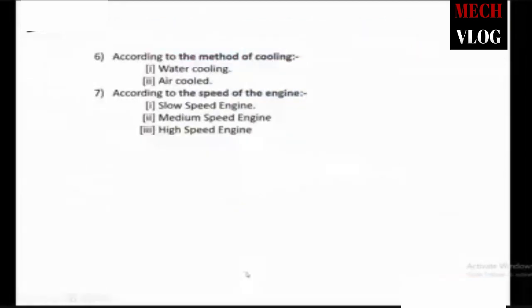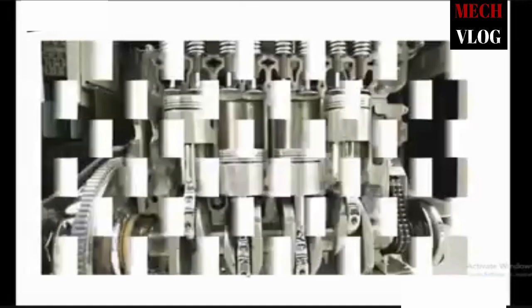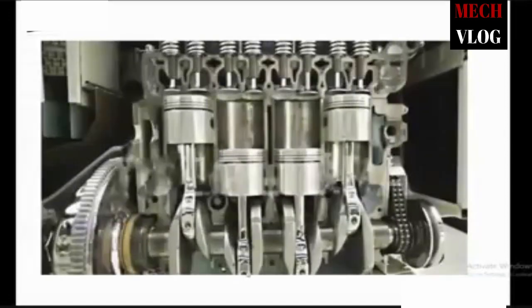The sixth one is according to the method of cooling: water cooling and air cooling. And according to the speed of the engine, it can be classified into 3: slow speed engines, medium speed engines, and high speed engines. So these are the classifications according to different criteria. This is a normal cross section of an engine.